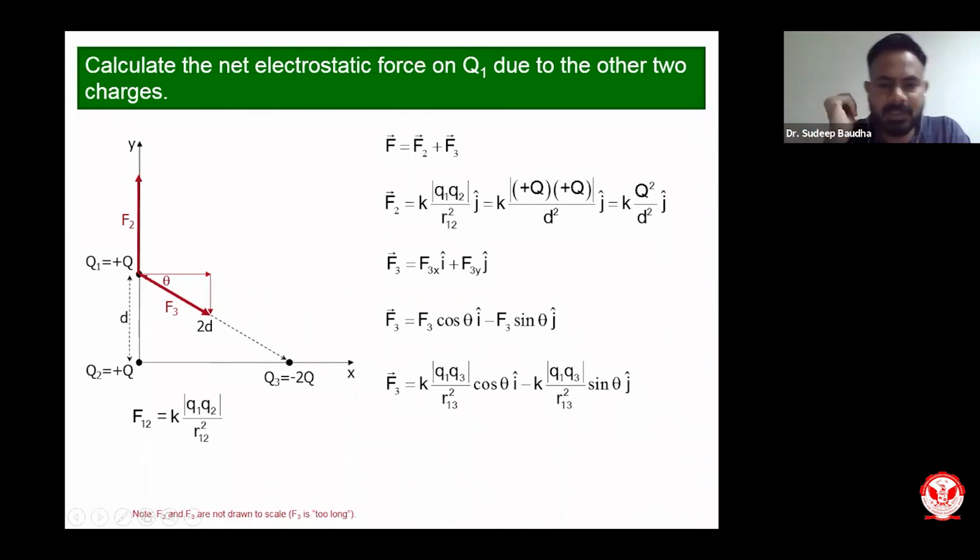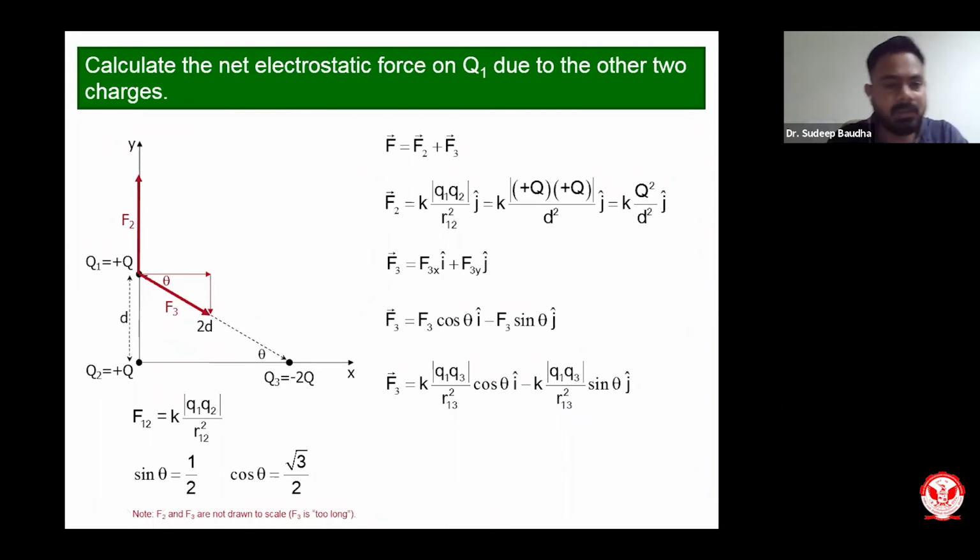So I can straight away write F3 as K Q1 Q3 upon R13 square times cos theta. Here K Q1 Q3 upon R13 square is the magnitude, and you know the values of Q1 and Q3. Q1 is plus Q, Q3 is minus 2Q, and R13 is 2D, as you can see in the diagram.